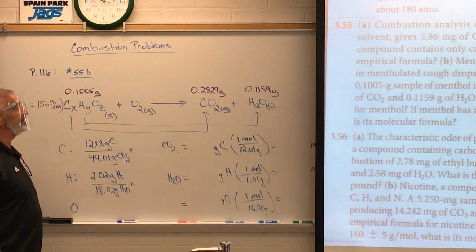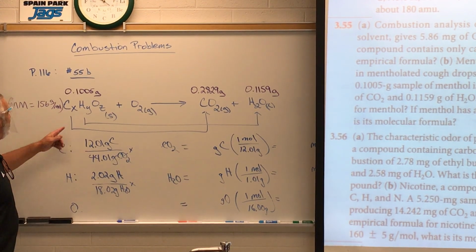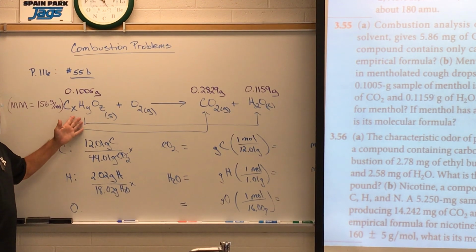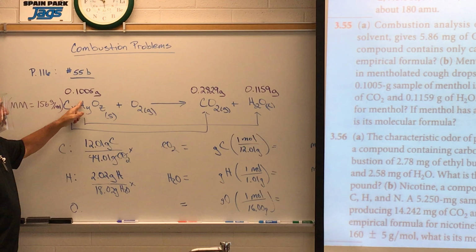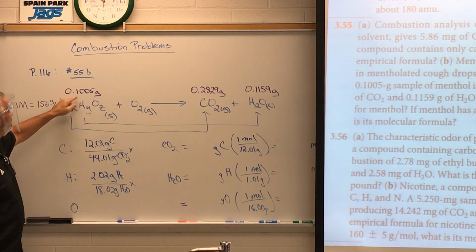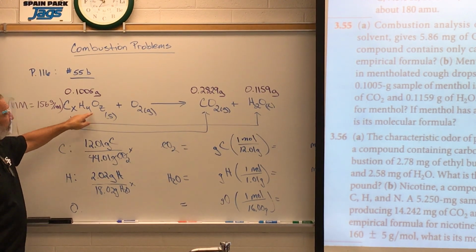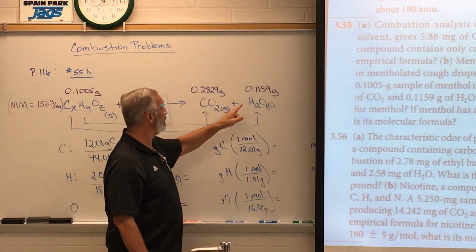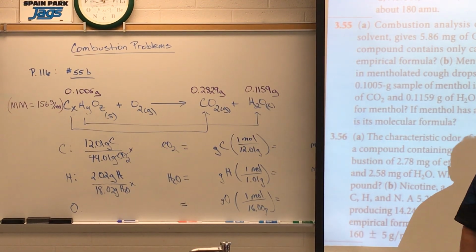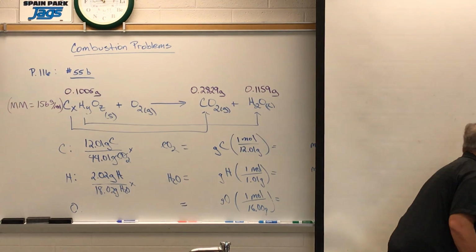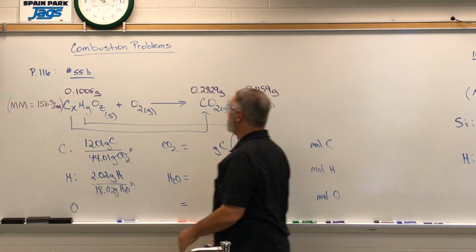Okay, so as we're looking at this, if you're not finished, just keep working. Notice I did not erase much of the previous problem, okay? In purple now is the new information. So everything that's given here, 0.1005 grams of the menthol, is going to make 0.2829 grams carbon dioxide, 0.1159 grams of the other. So the format is going to be exactly the same.